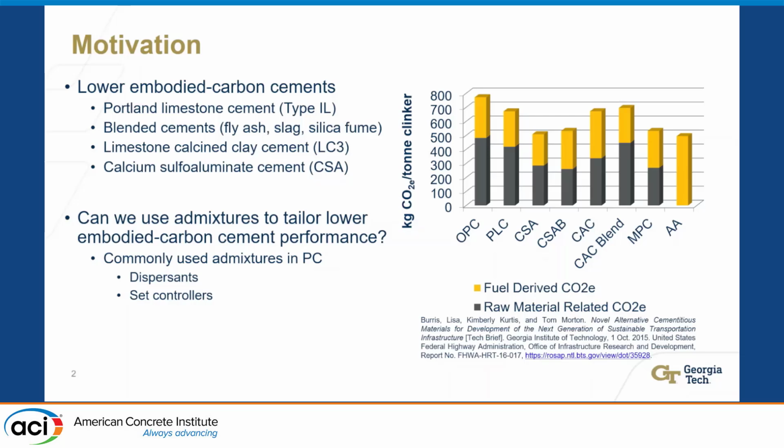I just wanted to point you to the graph on the right. We're going to look at calcium sulfoaluminate belite cements, which lowers that global warming potential around 33% when compared to ordinary Portland cement. And we're wondering if, using these lower embodied carbon cements, we can use the admixtures in the same way to tailor lower embodied carbon cement performance. So some commonly used admixtures in Portland cements are dispersants or superplasticizers and set controllers such as accelerators.